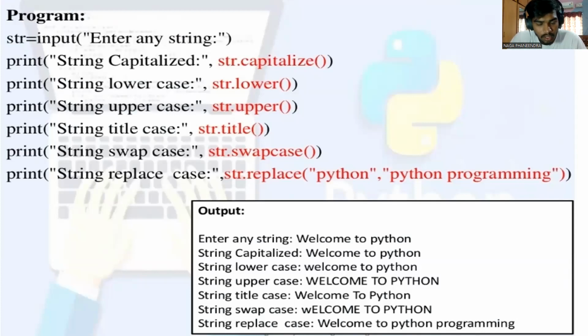And if you want to replace anything, you should replace the old one with the new one. You should give "Python", and the new one is "Python programming", so that it will replace "Python" with "Python programming", and it will print as "welcome to Python programming".